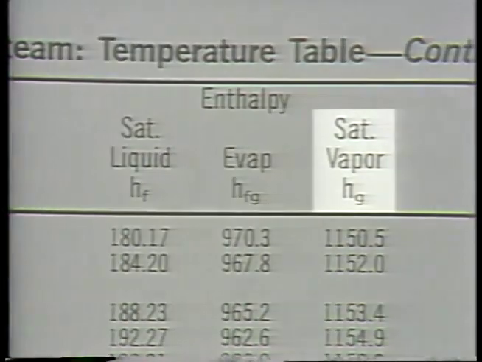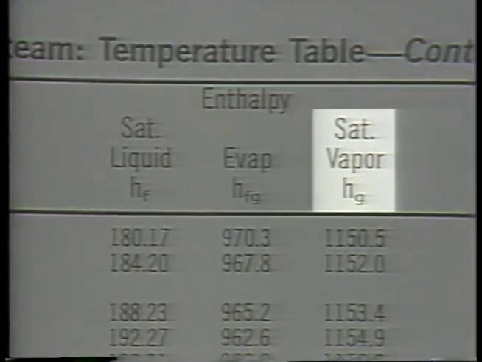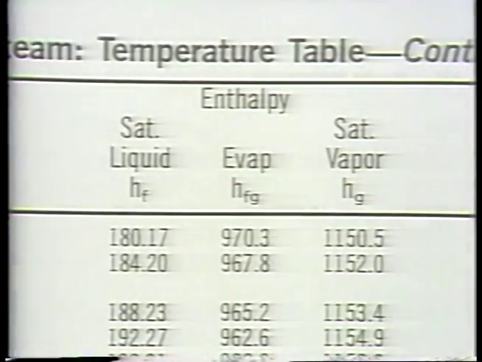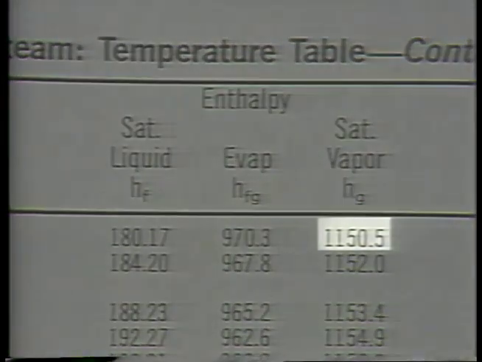We'll skip the center column under enthalpy for the time being and take a look at the third column. This column is headed saturated vapor and is symbolized by the small letter h and the subscript g. The values in this column are the heat content of saturated steam. For 212 degrees at 14.7 psia, the enthalpy of saturated steam is 1,150.5 BTUs per pound.